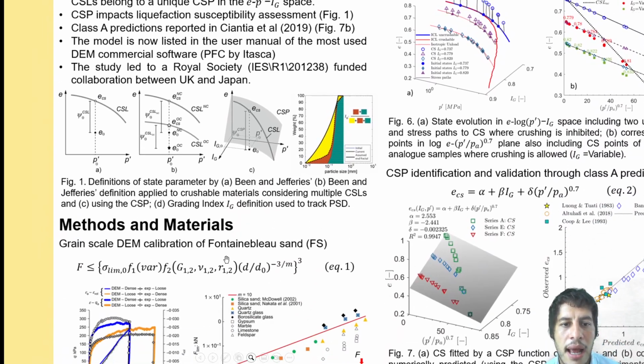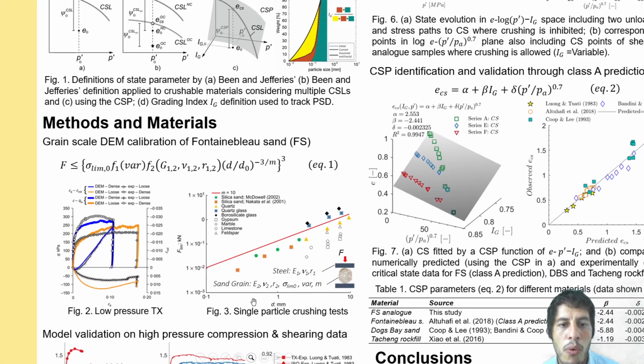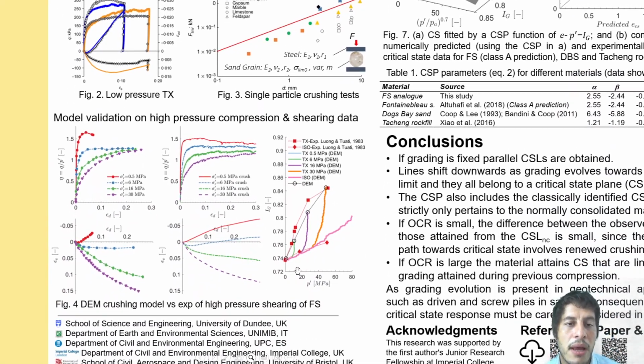How this is done: I mentioned DEM, but basically we need a crushing DEM model, which in this case is very easy to calibrate, as you just need single particle crushing tests, and, as for all the other DEM models, low pressure triaxial test data to calibrate. Once the model is calibrated, you can see how it's able to replicate real experimental data, for example, of high pressure shearing of Fontainebleau sand. This is taken from the literature.